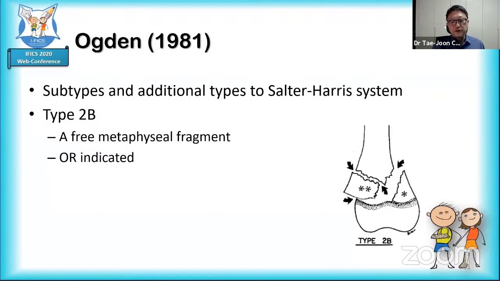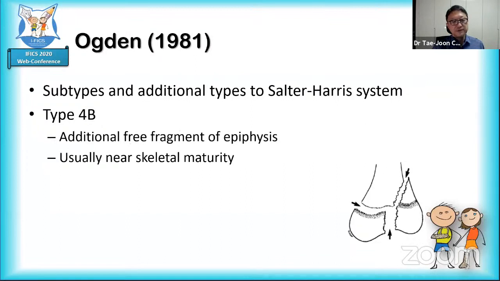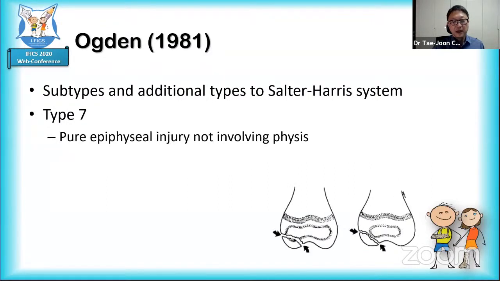Comminuted fractures were further subclassified as type 2B and 4B. Open reduction and internal fixation are needed in most cases. He also added type 7, which is a pure epiphyseal fracture. This does not involve the physis, but may interfere with the epiphyseal growth.